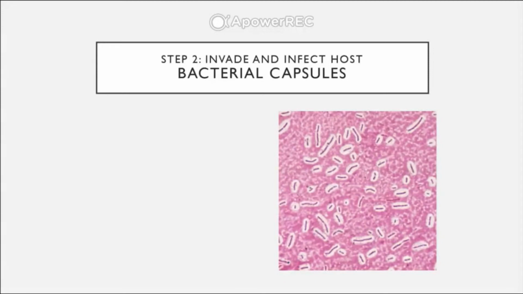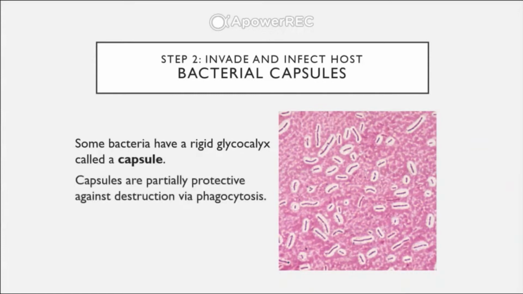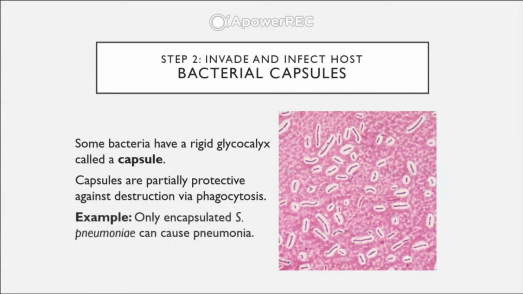The first, bacteria. So bacteria have capsules, which, as you recall, is a rigid glycocalyx. And they are partially protective in that they prevent destruction via phagocytosis, which means to essentially consume or eat cells. So these capsules kind of help protect them from being digestible. So, for example, only the encapsulated form of Streptococci pneumonia can actually cause pneumonia.